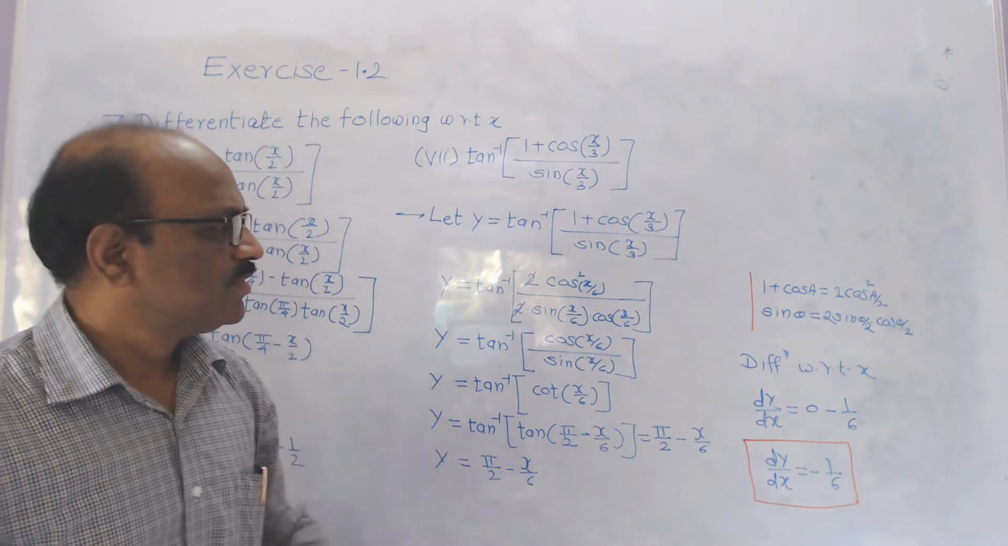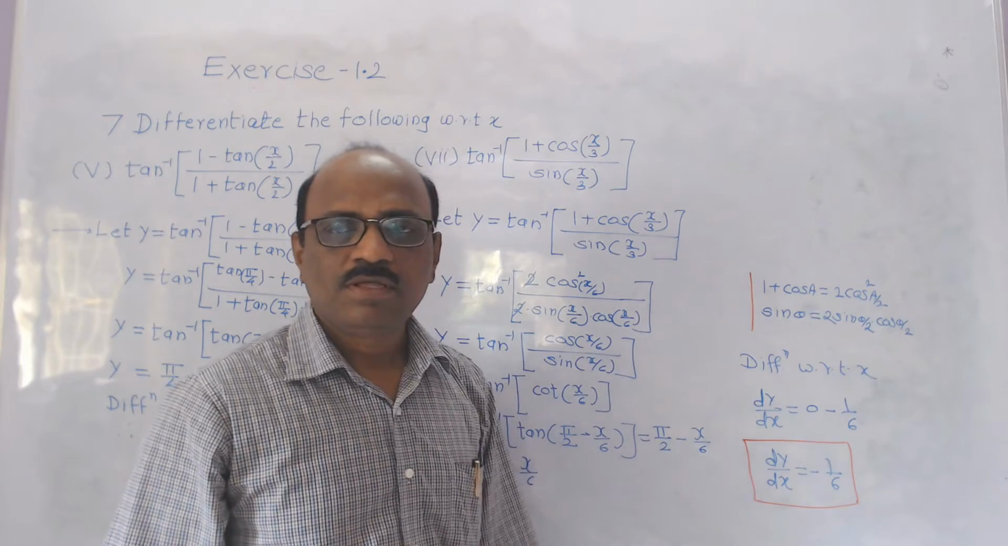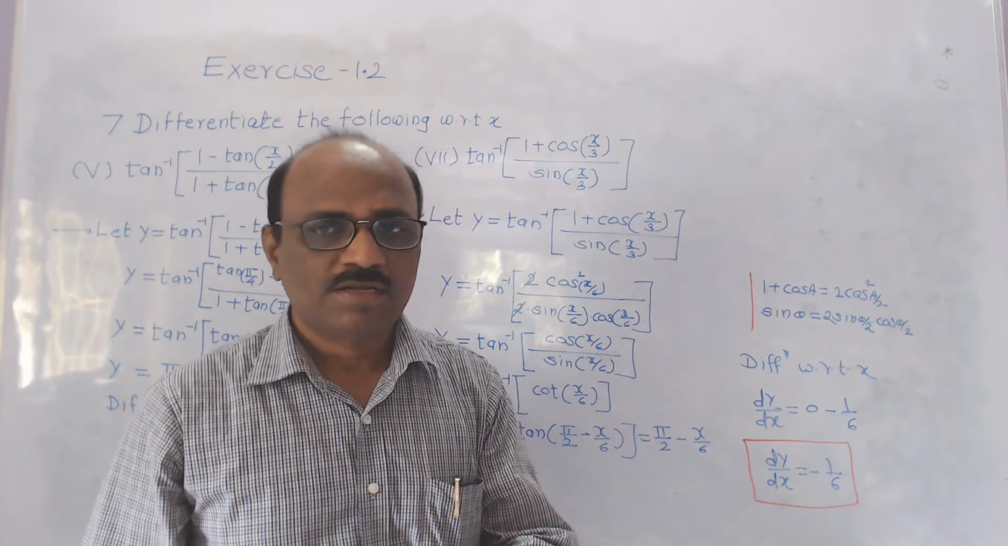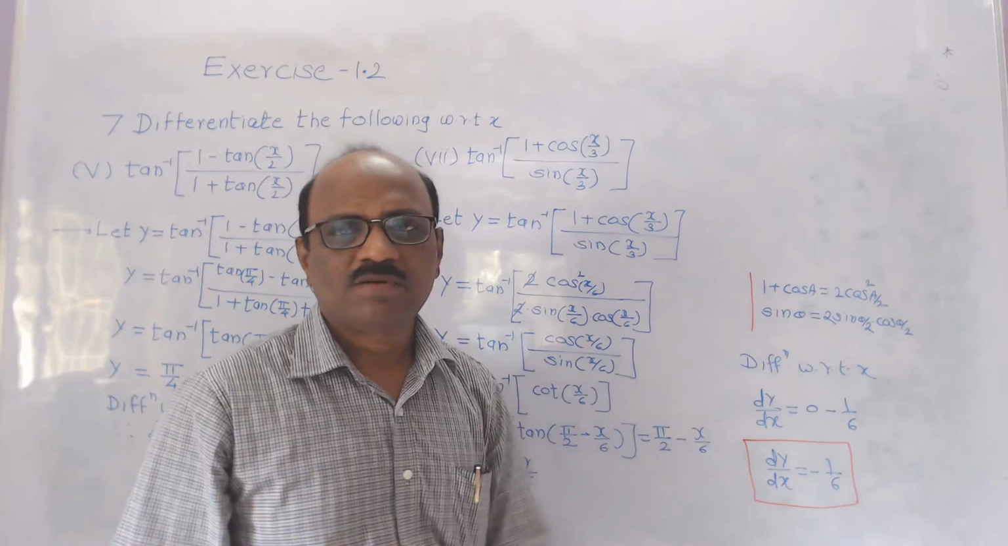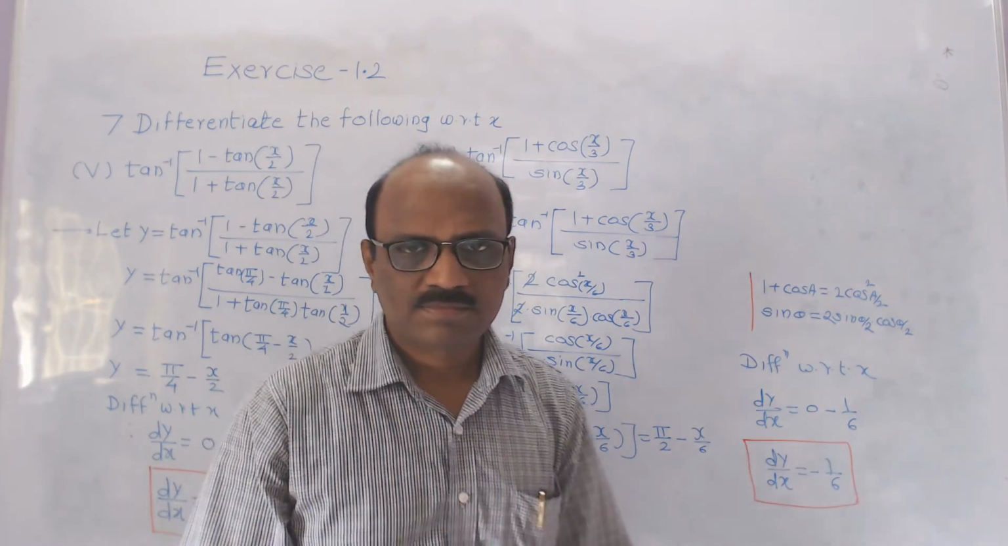Which formula we use here? 1 plus cos of a is equals to 2 cos square a by 2. What about the sine of 2 times theta? 2 sine theta into cos theta. Similarly, sine of theta is 2 sine of theta by 2 into cos theta by 2. Okay, now we'll take the next problem.